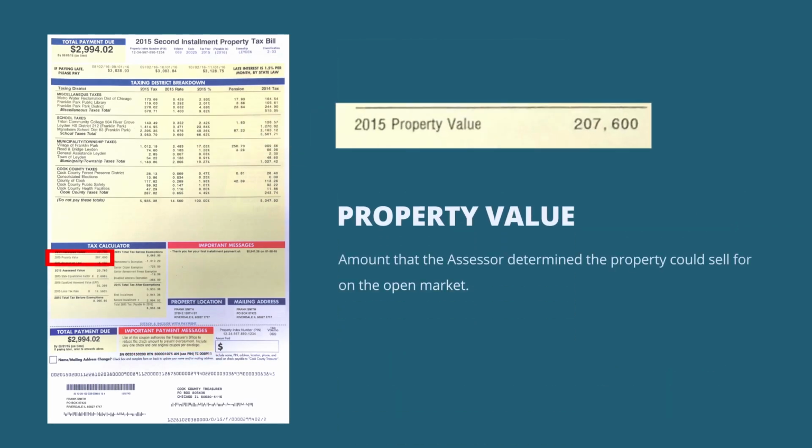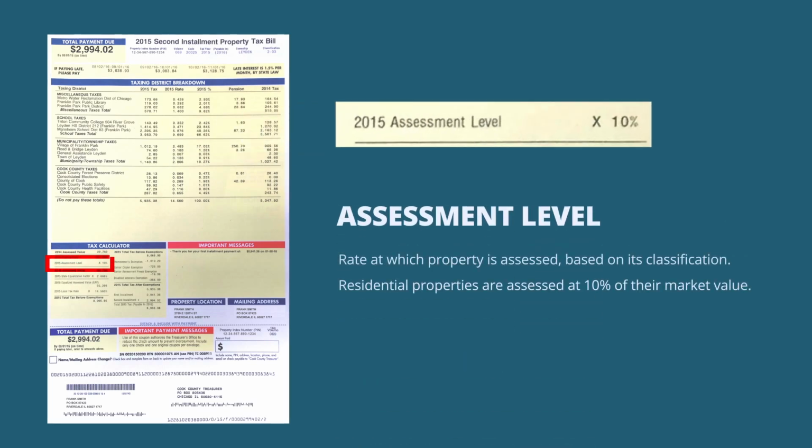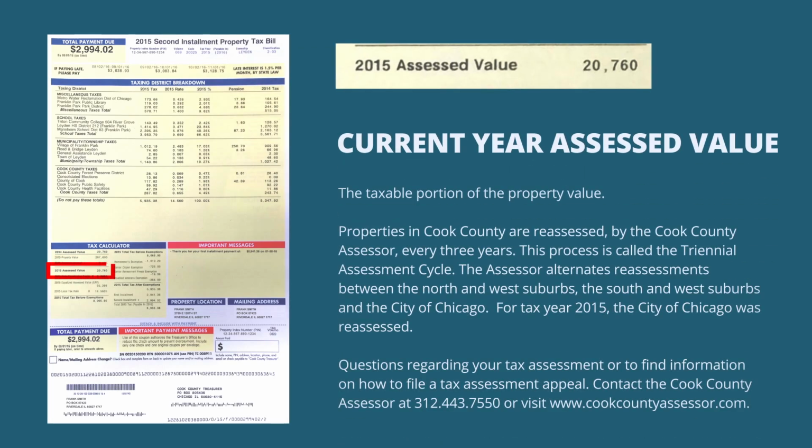Property value. Amount the assessor determined the property could sell for on the open market. Assessment level. Rate at which property is assessed, based on its classification. Residential properties are assessed at 10% of their market value. Current year assessed value. The taxable portion of the property value.